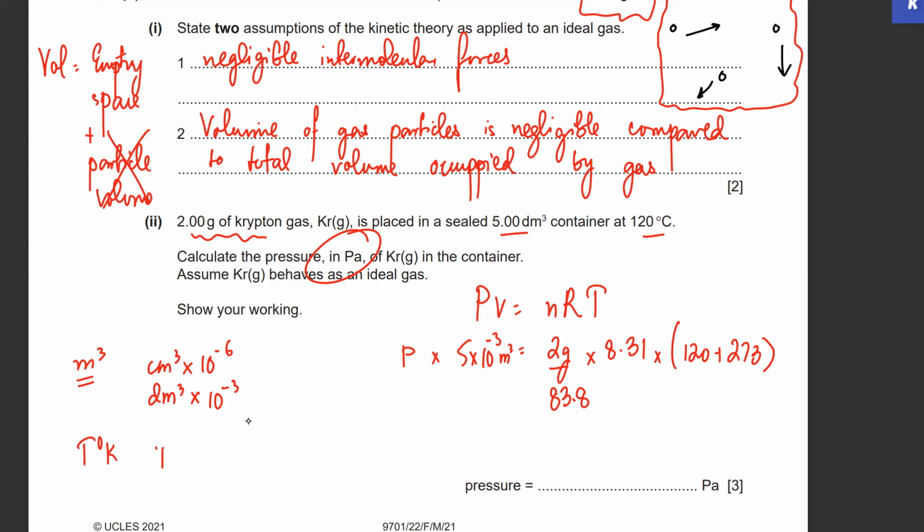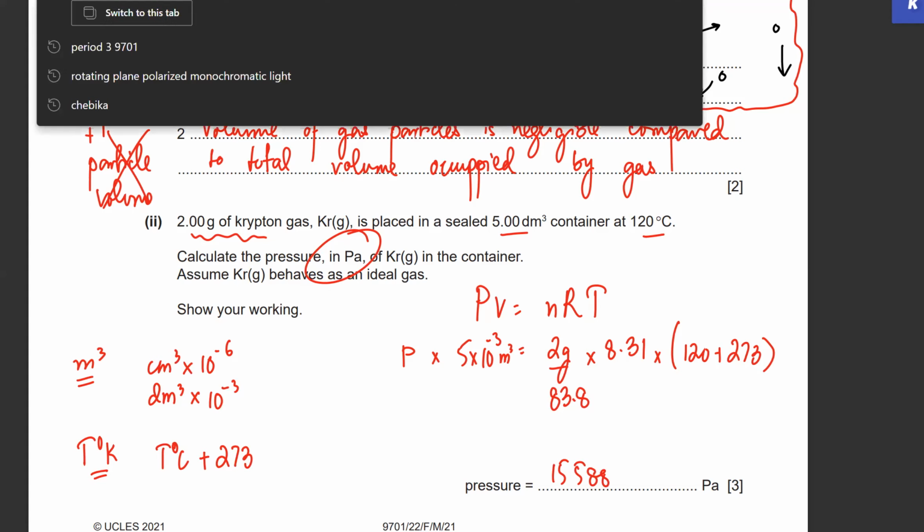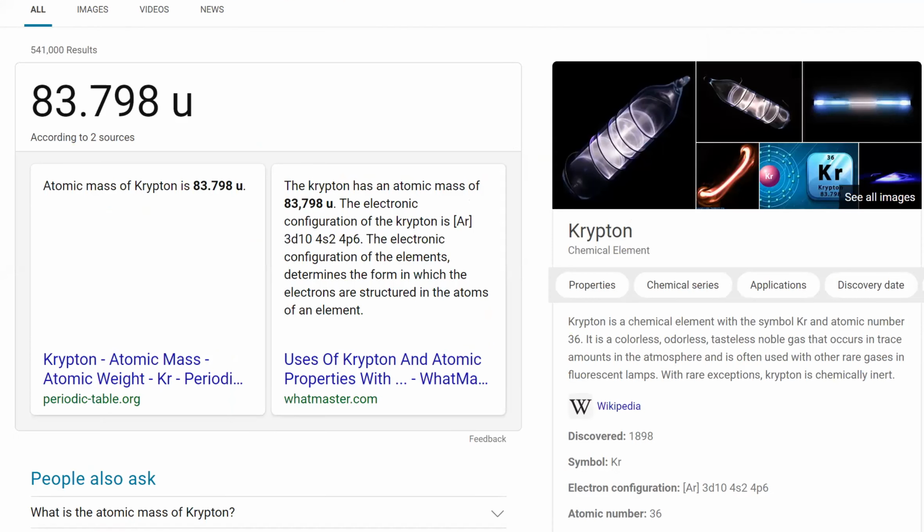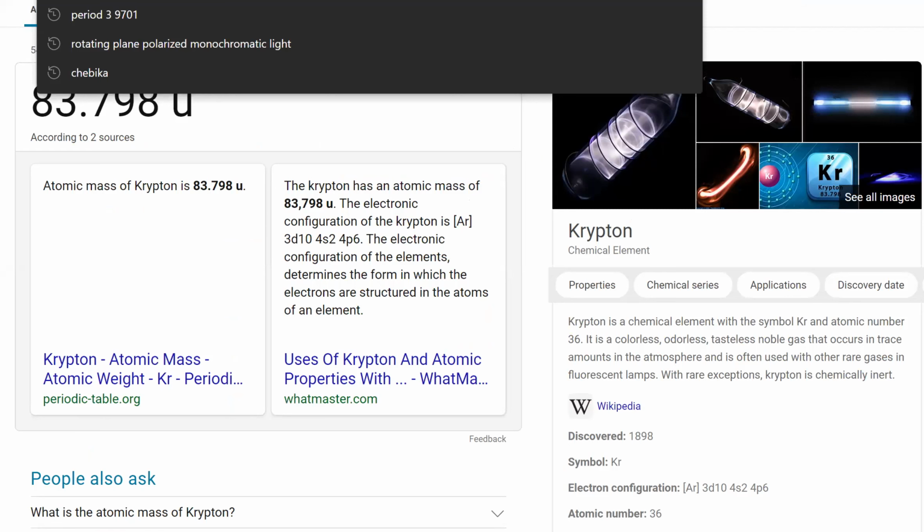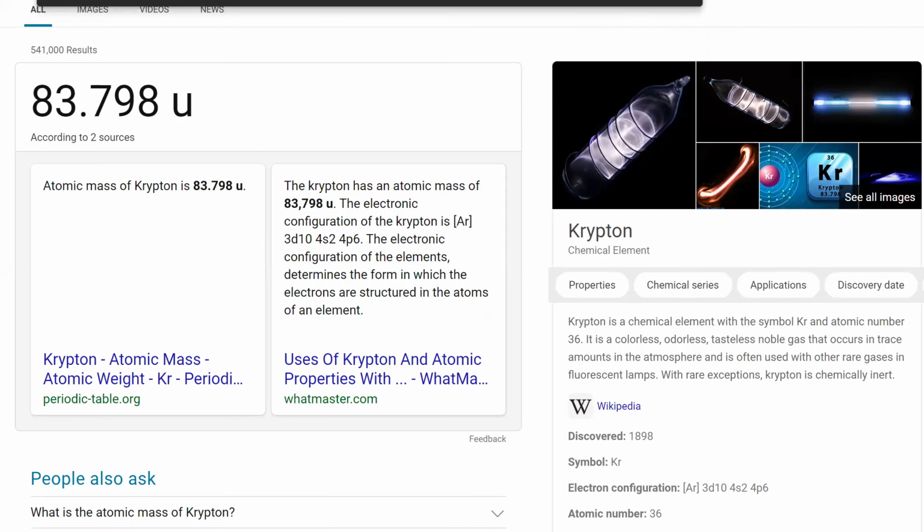So how do you convert that? It's degrees centigrade plus 273, and you'll get the temperature in kelvins. And R remains. So is anyone calculating this? Yes, sir, 15,588 pascals. Okay, let's open the marking scheme as well, just one second, so we can double check. Remember, be careful with your calculators. You can make a lot of silly mistakes, even in this calculation. Be careful with calculators.